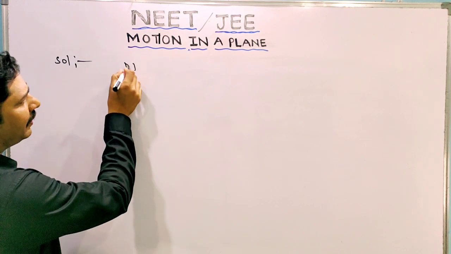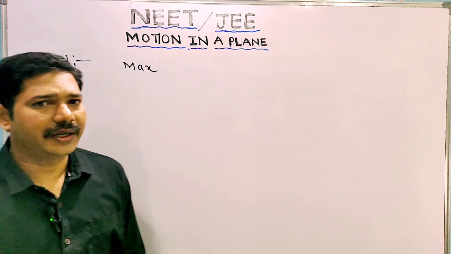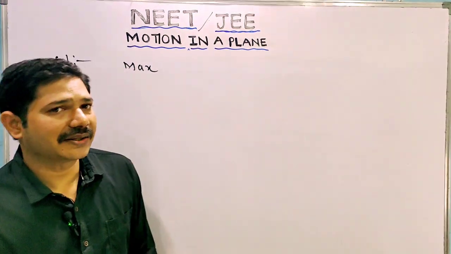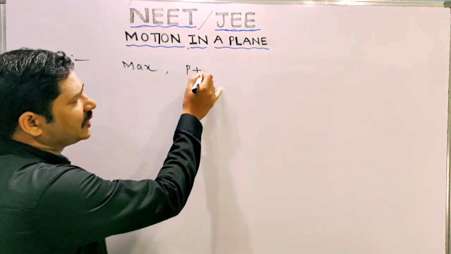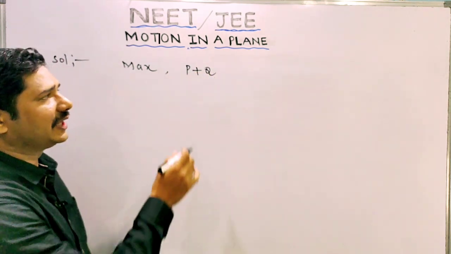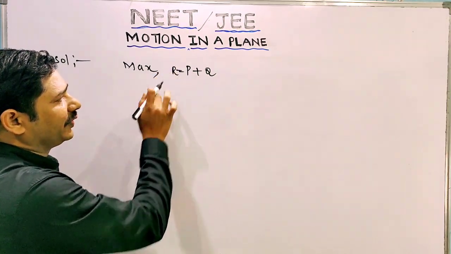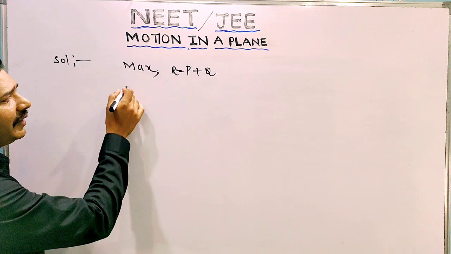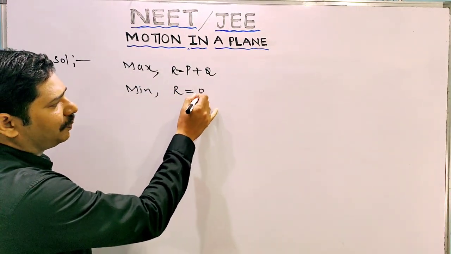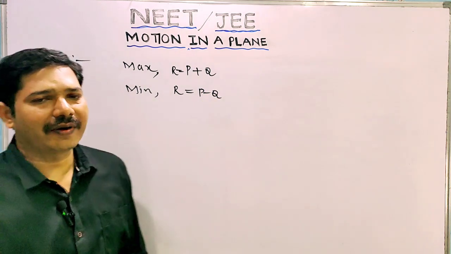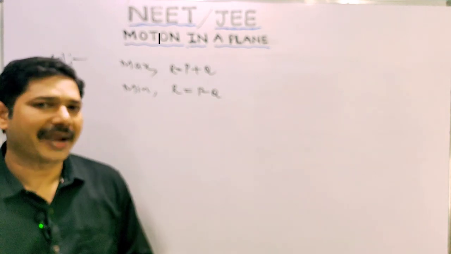Maximum and minimum of the two vectors. The maximum we get when theta equals 0 degrees. At that time, the resultant R equals P plus Q. And the minimum we get when the resultant R equals P minus Q, at theta equal to 180 degrees. Theta equal to 0 degrees gives the maximum.